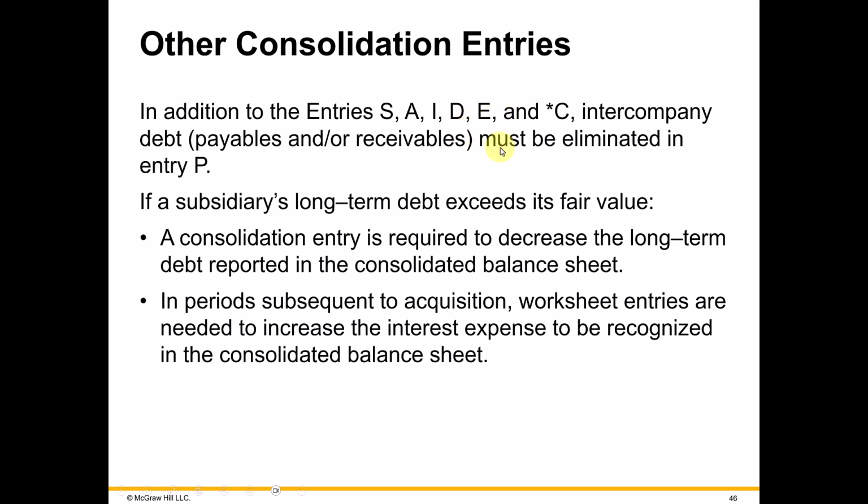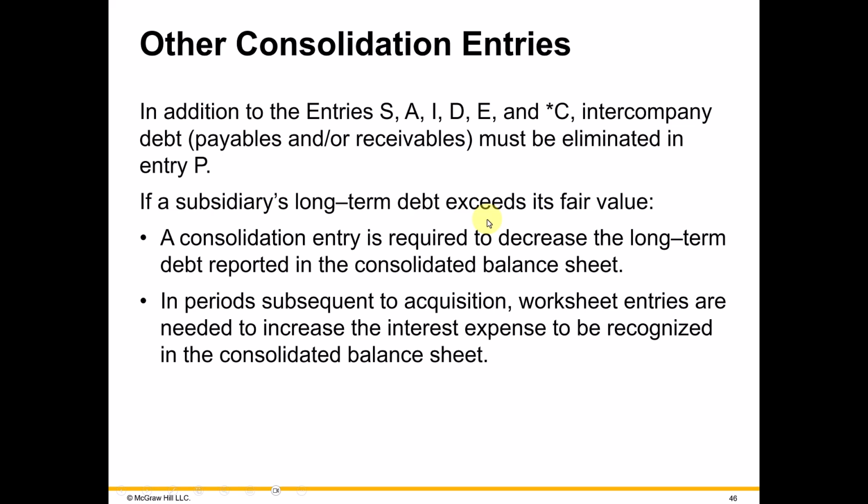But how about a difference in the liabilities of the sub, the fair value of the sub's liabilities as compared to what's recorded on the books of the sub? And I think there was a brief example in one of this or past chapters. So here it mentions that if the long-term liabilities of the sub are different than the fair value, we need to amortize that difference.